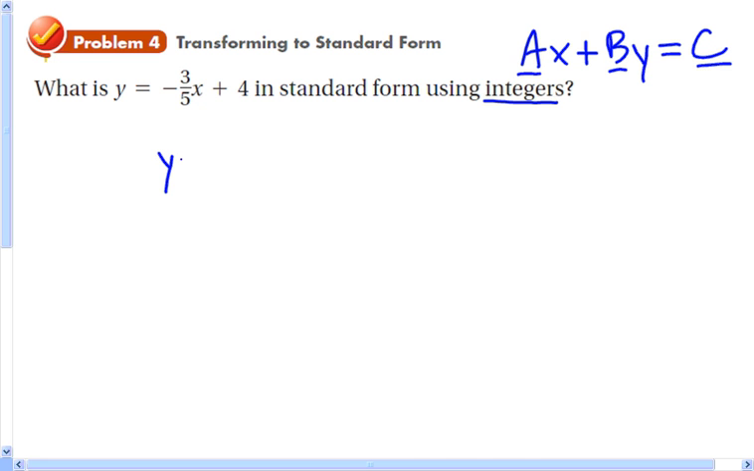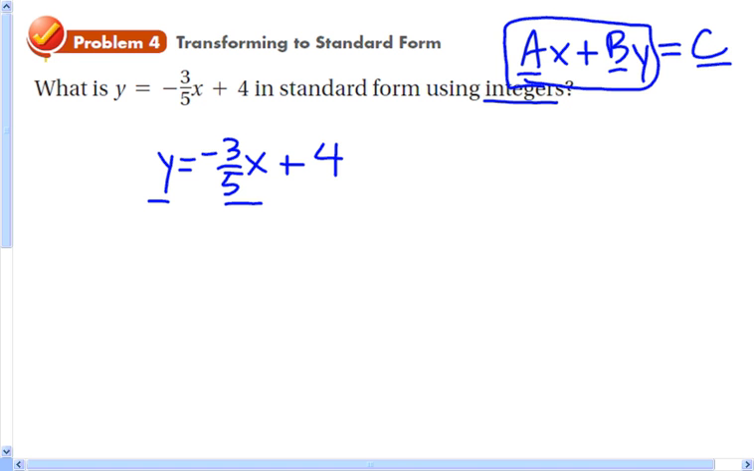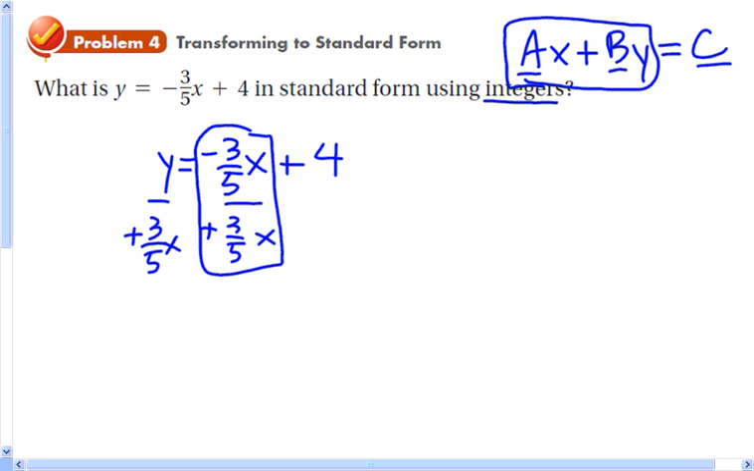So I need to change some things to put it into that form. One thing I need to change is I need the x and the y to both be on the same side. In this case, on the left side. To do that, I'm going to add 3/5 x to both sides, because adding 3/5 x over here will make that equal to 0. So now I have 3/5 x plus y is equal to 4.